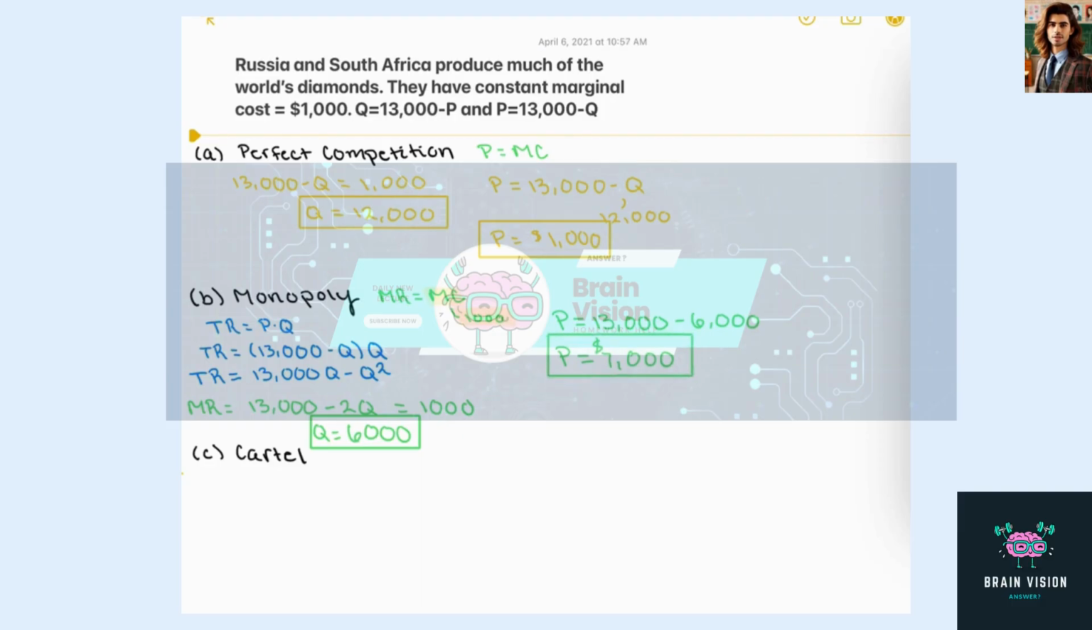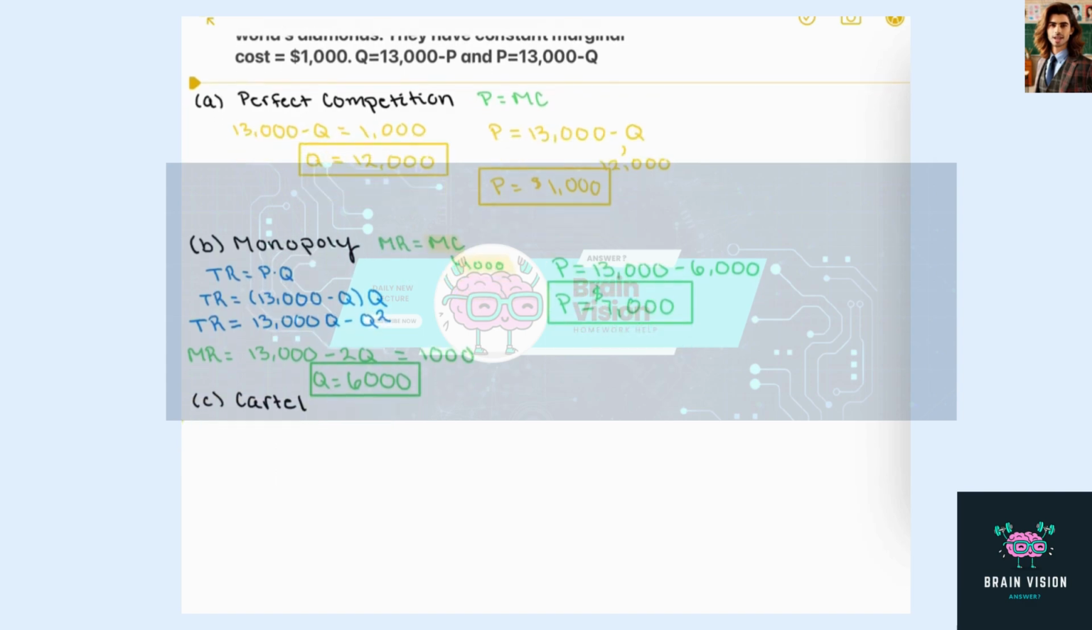All right, now let's assume Russia and South Africa form a cartel together to sell these diamonds. So under a cartel, they're still working with this profit maximizing condition that they were under monopoly, where marginal revenue is equal to marginal cost. So we can know that under this cartel, we still have a price which is equal to $7,000 and a quantity which is equal to 6,000. That hasn't changed. However, the profits in this case are going to be split evenly amongst the two countries.